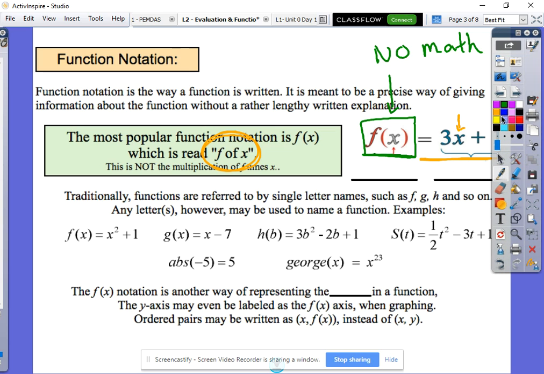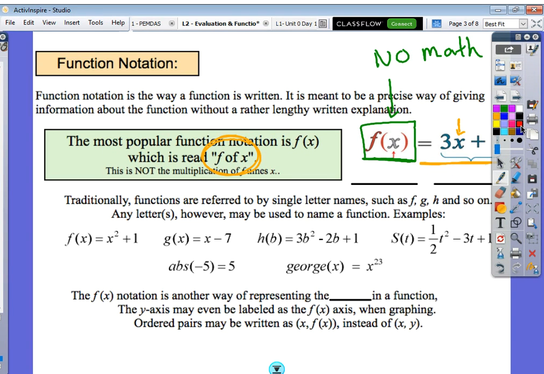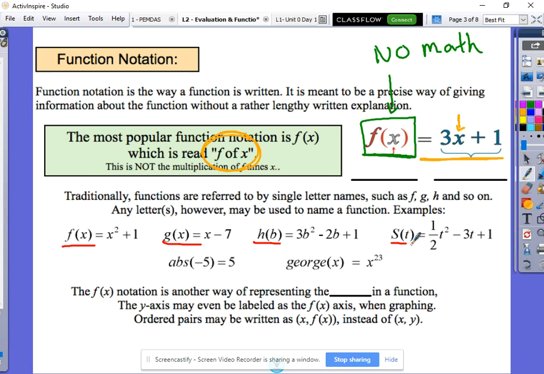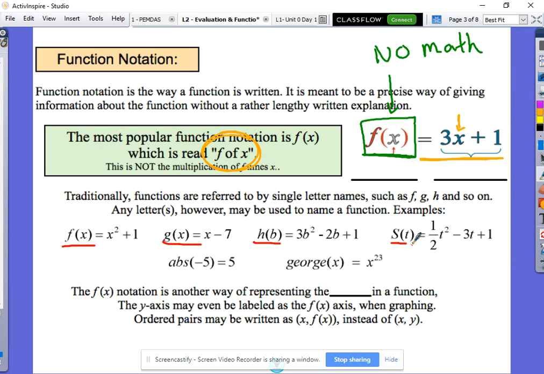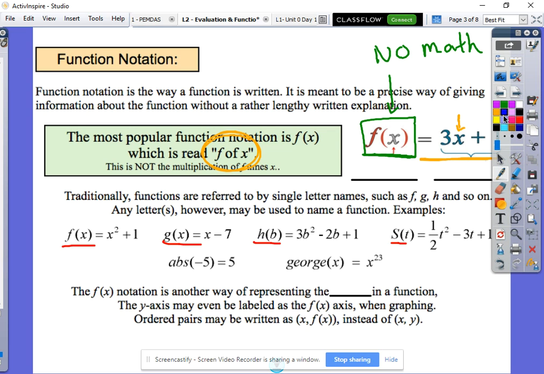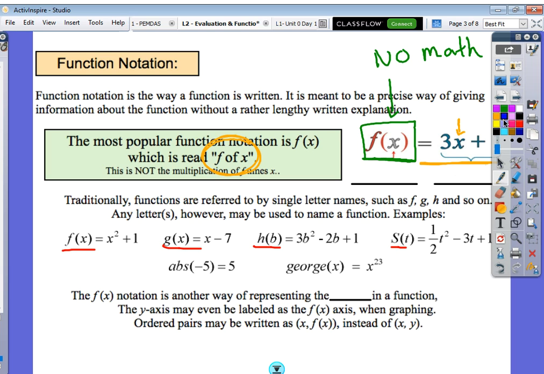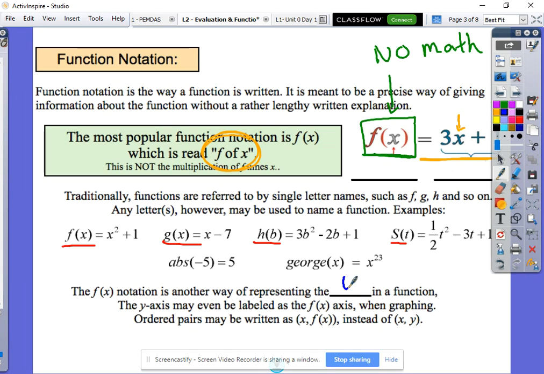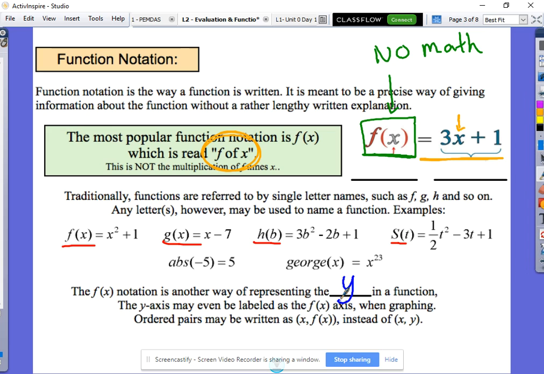So let's jump in right away. Let's see what we've got here. We've got a bunch of different functions: f, g, h, s of t, lots of different functions. And really what we're saying is we're plugging variables or values in to each of our functions. So to do that, f of x is the function notation, another way of representing the y in a function. Okay, so fill that in on your notes. Really, the f of x is the same as saying y equals. So f of x equals is the same thing as saying y equals. So we have lots of different functions here that we're going to essentially be plugging in.